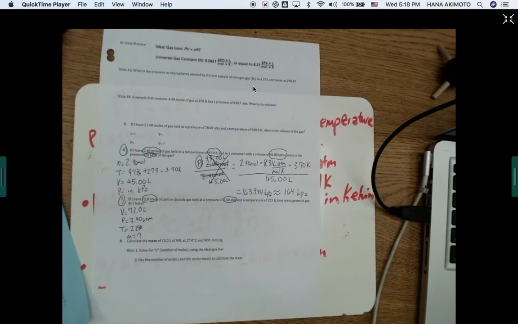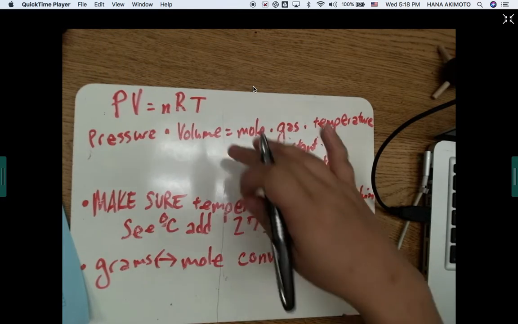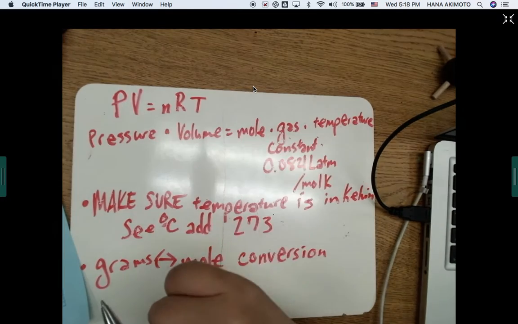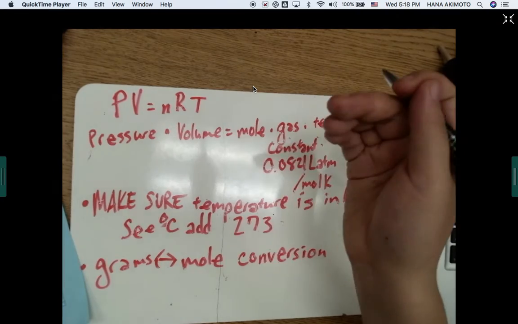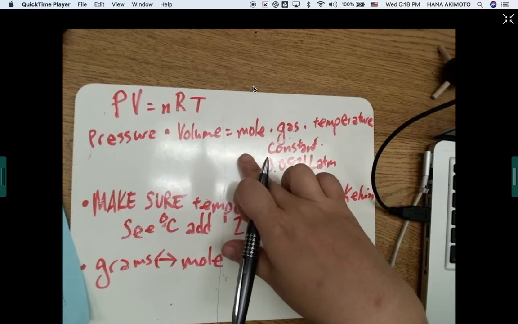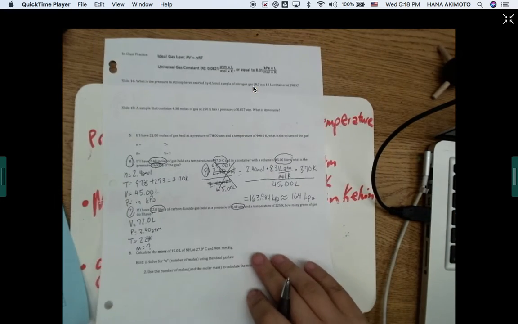Okay, so if you are looking at the equation and saying, but I can't solve for mass here, you're right, you can't, but you can solve for mole, and the mole can be converted to mass. So let's go ahead and do that.